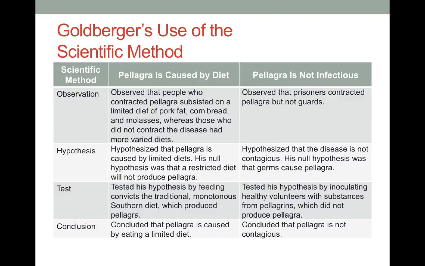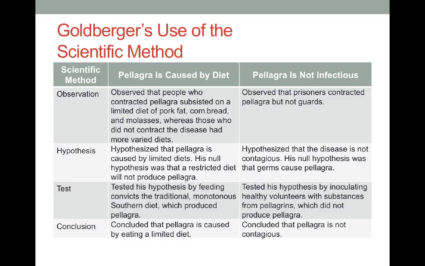At the same time, he was also looking at whether or not it's infectious. So he observed that the prisoners contracted pellagra but not the guards. He also knew the prisoners' diets were limited but not the guards'. So he hypothesized that the disease is not contagious. So he tested that by inoculating healthy volunteers with pellagrins, which did not produce pellagra. Therefore, he concluded that pellagra is not contagious. So he didn't randomize this trial. He took two groups of people, prisoners and guards, who already had a limited diet or didn't have a limited diet, and tested his theory.